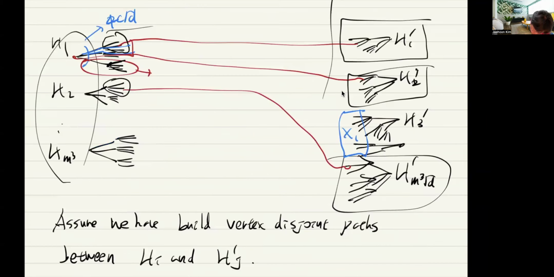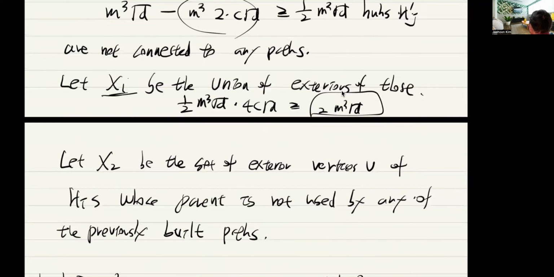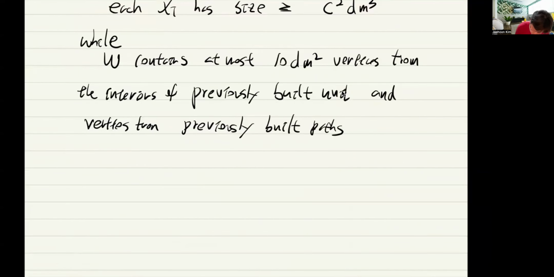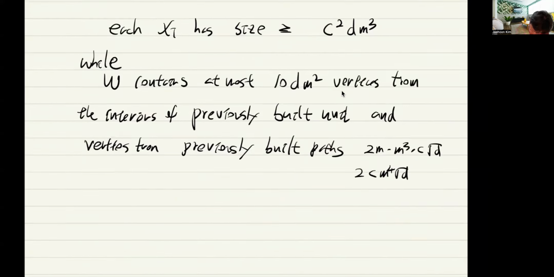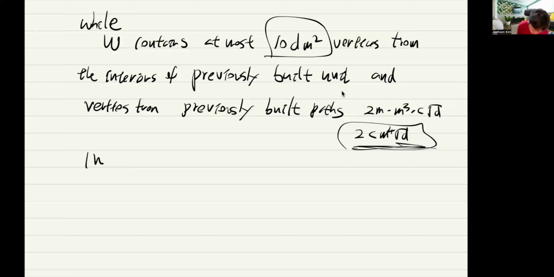So here, each one is connected to less than 2 times cd hubs and this. And then you multiply 2m as the length of the paths. So 2m times m cubed times c times square root of d, which is like 2c m4 square root of d. But here you have d and here square root of d, and then you assume that d is at least log to the 100. That means this one is bigger. So in total, W now has almost 20 times d m square.